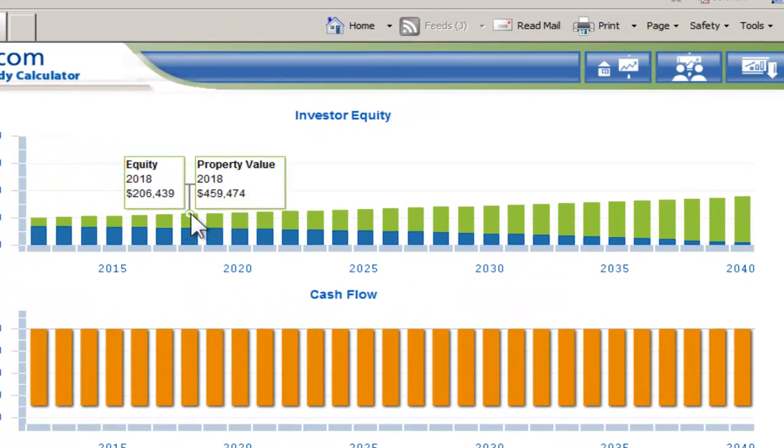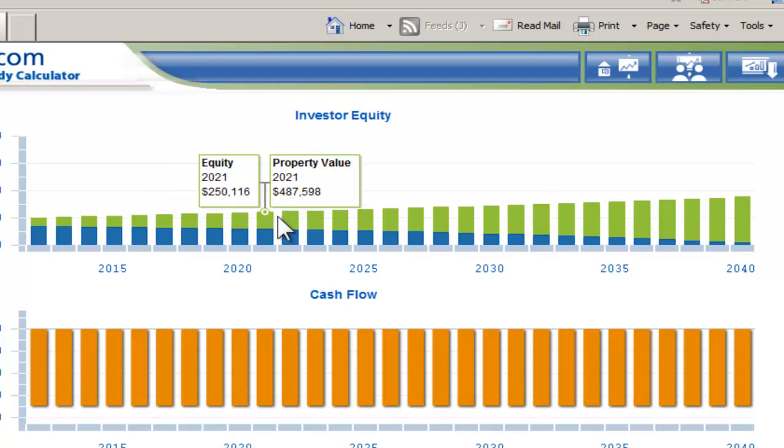And so if I'm looking at this thing as a 10-year hold, I'll go to 2022. My property value in 10 years is just shy of $500,000, so it's appreciated by $100,000 over 10 years. And I've got equity that has gone from my down payment of $120 plus my closing costs. So my money in was $135. My equity is now $265.